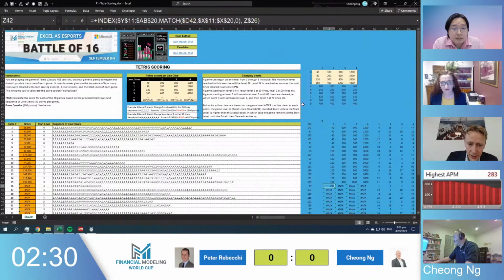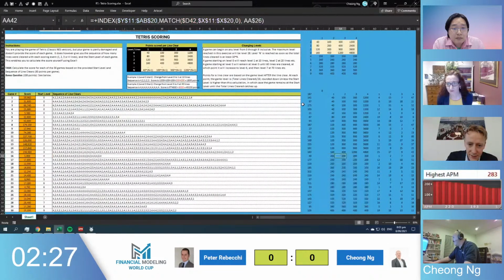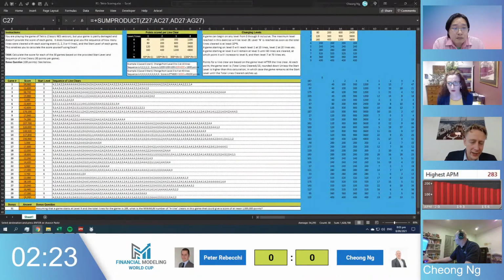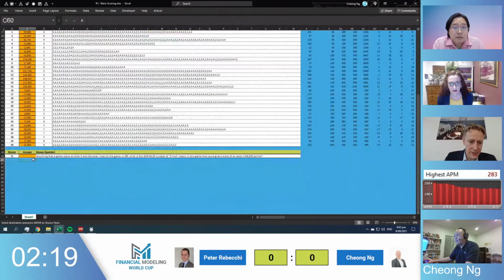Yeah, we're still yet to score for either of them. But I think it's going to be a major score. If he does this correctly, and he just copy-pastes everything, he gets a massive amount of points in an instant.